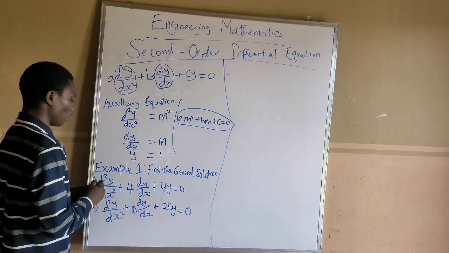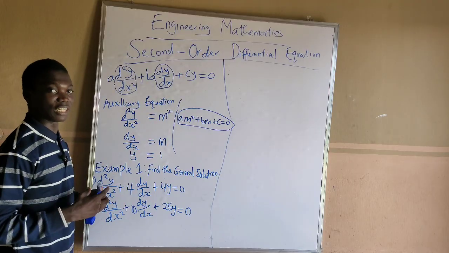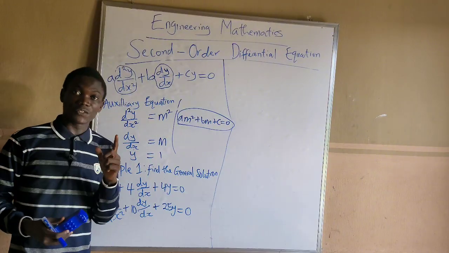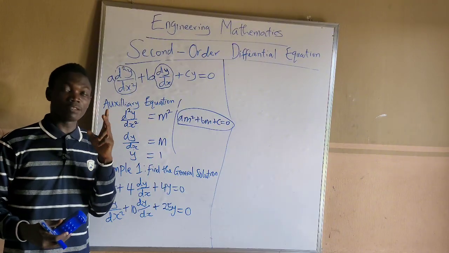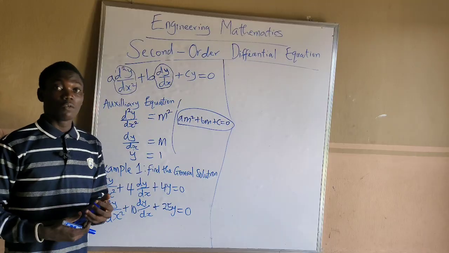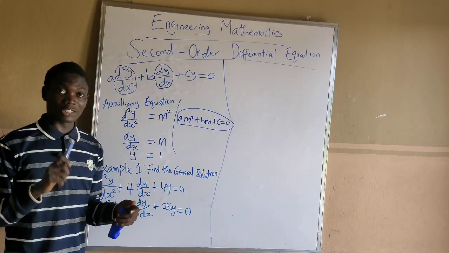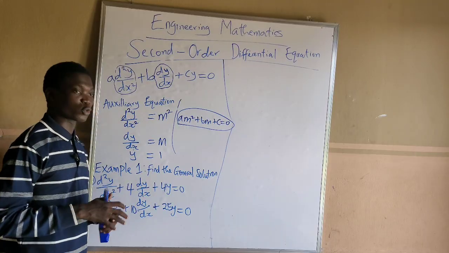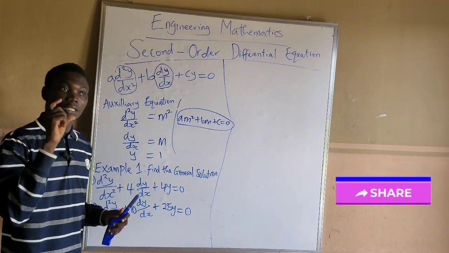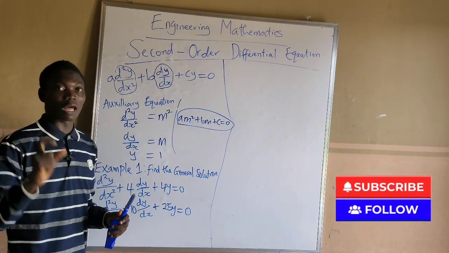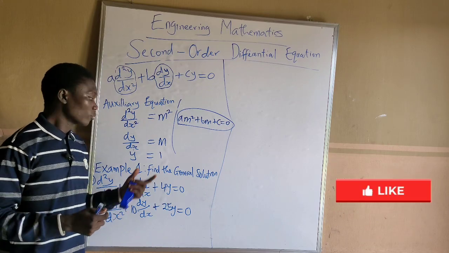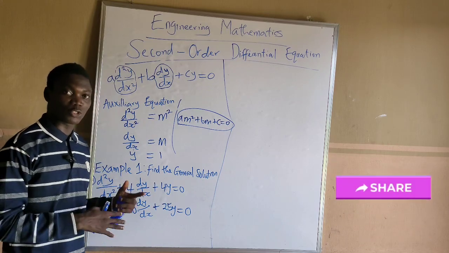Now looking at question number 1, let's get our auxiliary equation. First of all, you need to get the auxiliary equation. Secondly, you need to find the roots, and thirdly, you need to apply the general solution formula. But before you can apply the general solution formula, we need to get the roots. It is the roots that will determine the type of general solution formula we have to apply, because we have different kinds of general solution formulas. So the root determines the right one to use.